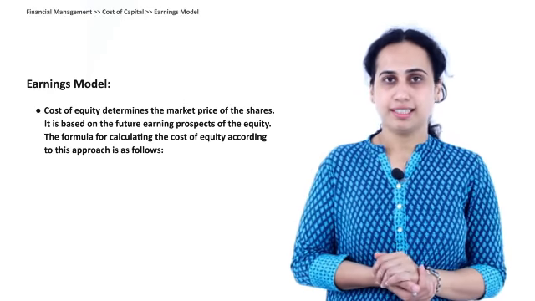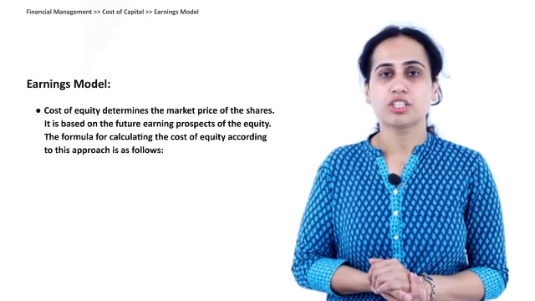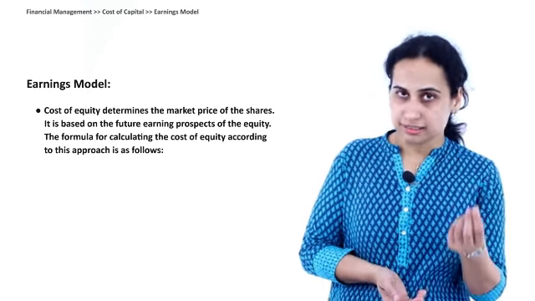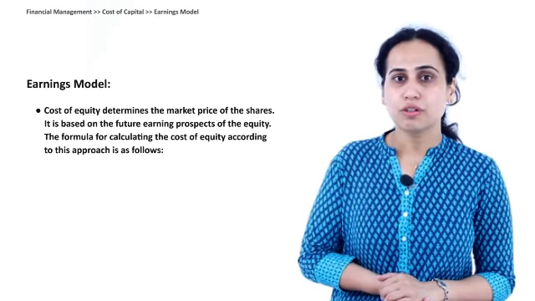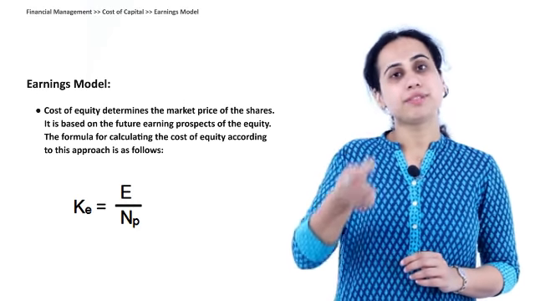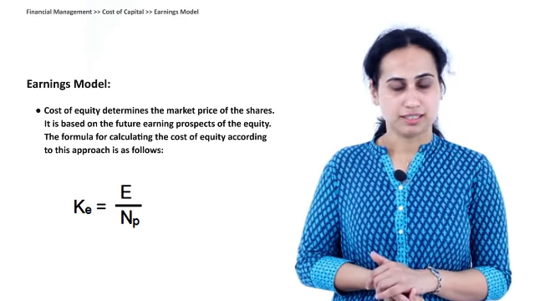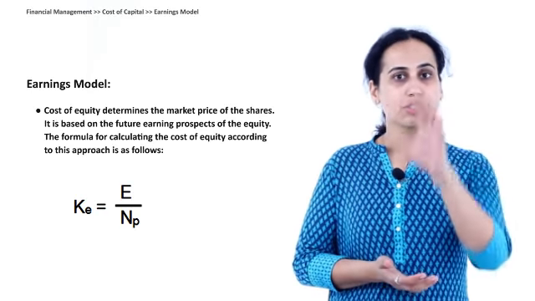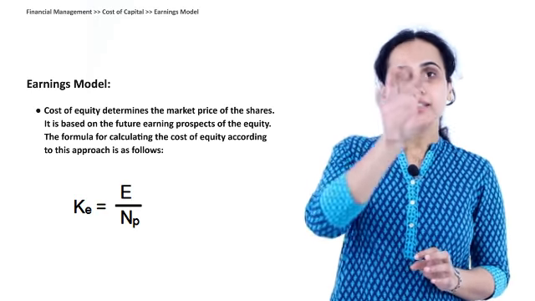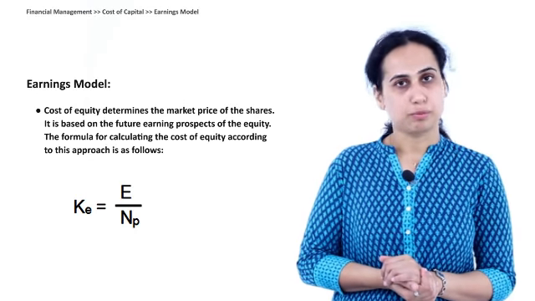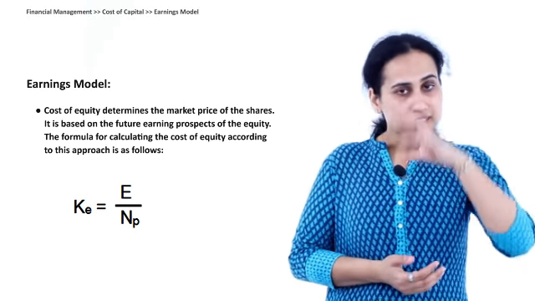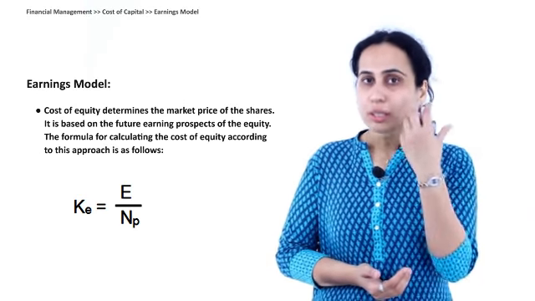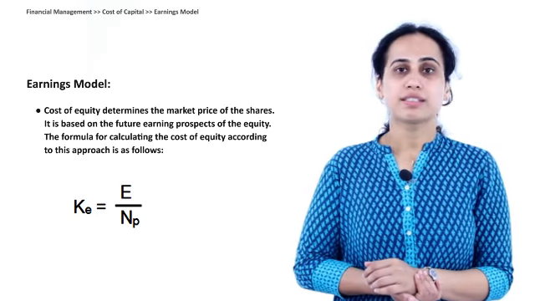Change the formula slightly. Instead of dividend, what is the equity shareholder getting under this method? He's getting earnings, he's getting a profit. So the formula changes a bit: earnings divided by net proceeds or market price. Net proceeds in case of a new share, market price in case of an existing share. So how do you find cost of equity? Earnings divided by net proceeds or market price. Very simple. Just according to the concept you are studying, substitute the figures accordingly.